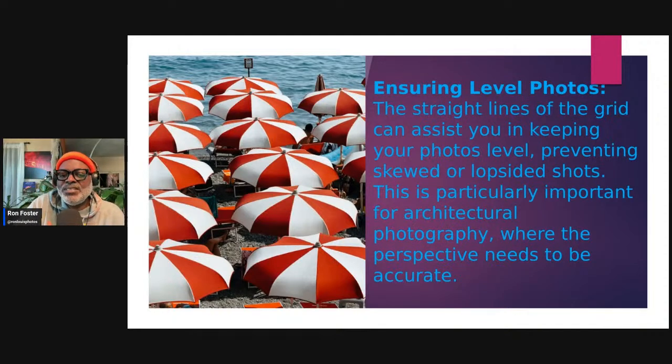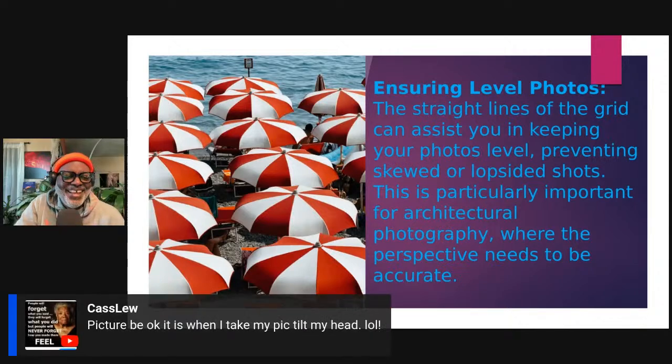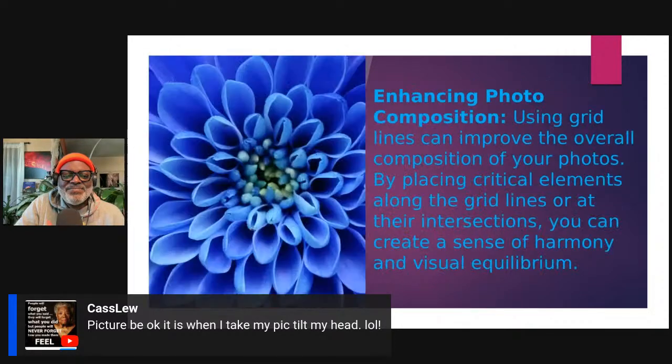Okay. Let me see there. I see, good morning. Cass says pictures be okay is when I take my pics, tilt my head. Speaking of the tilted head, there we go, there's a lot of tilters. There are a lot of people that tilt their heads when they are getting a portrait shot done. Anyway, back to this. Okay, next. Stay focused, Ron. Stay focused.